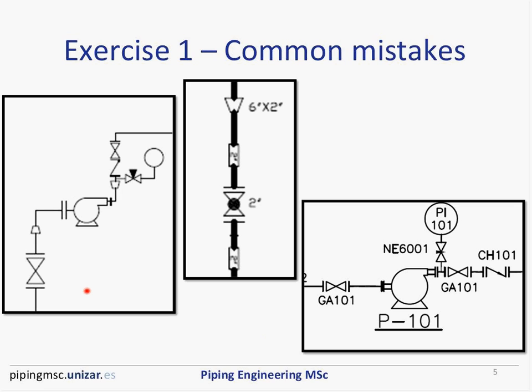Another common mistake is that valves are represented disproportionately. As you can see here, these ones, compared to these ones, are not proportional. The same as these flanges, like this flange here, compared with this. And also this symbol for insulation is very small, and the text also is small.